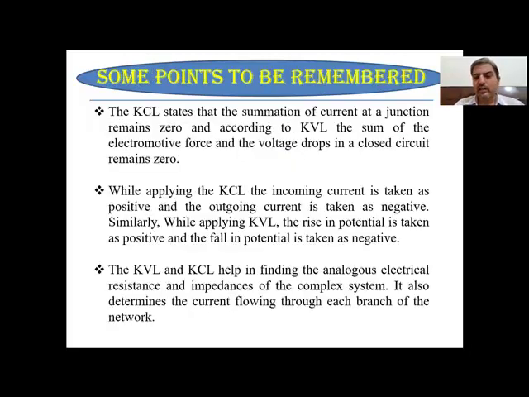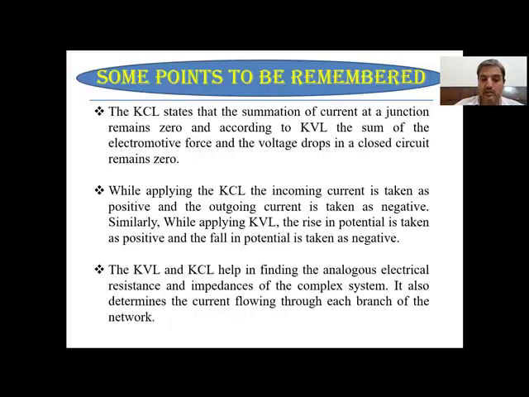Some points I want to discuss that we should remember while discussing KVL and KCL. KCL states that the summation of the current at a junction remains 0. According to KVL, the sum of the electromotive force and the voltage drop in a closed circuit remains 0. Second point, while applying the KCL, the incoming current is taken as positive and outgoing current is taken as negative, as we have discussed earlier. Similarly, while applying KVL, the rise in potential is taken as positive and fall in potential is taken as negative. This is a very important point, rise in potential and fall in potential.